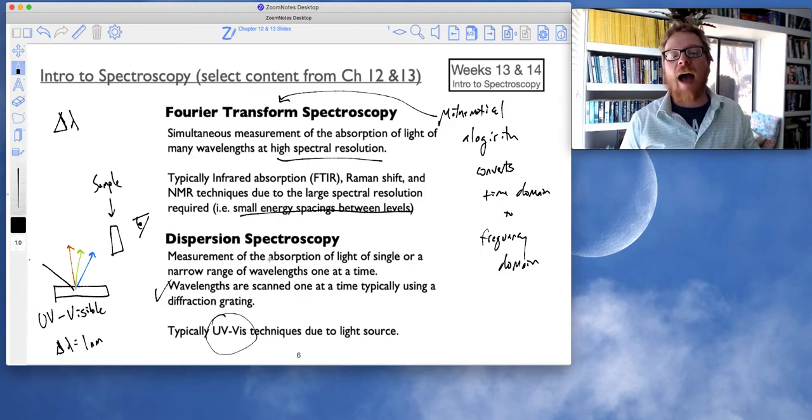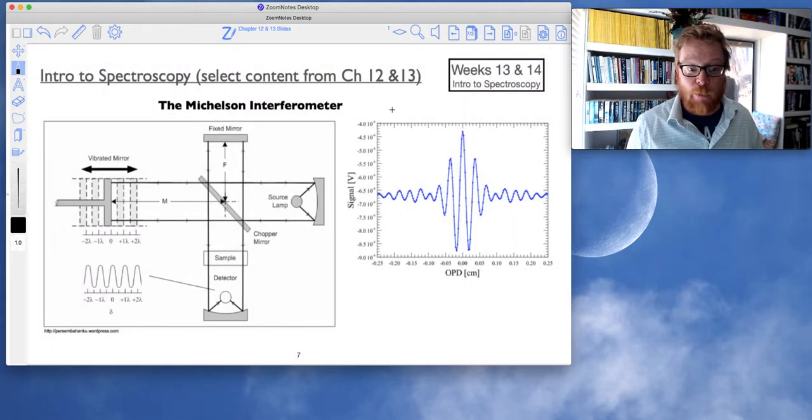So we have to have a very specialized way of having high spectral resolution, and we do that by using this Fourier transform. Also, there's a special instrument we have to use for the Fourier transform, which is called the Michelson interferometer.